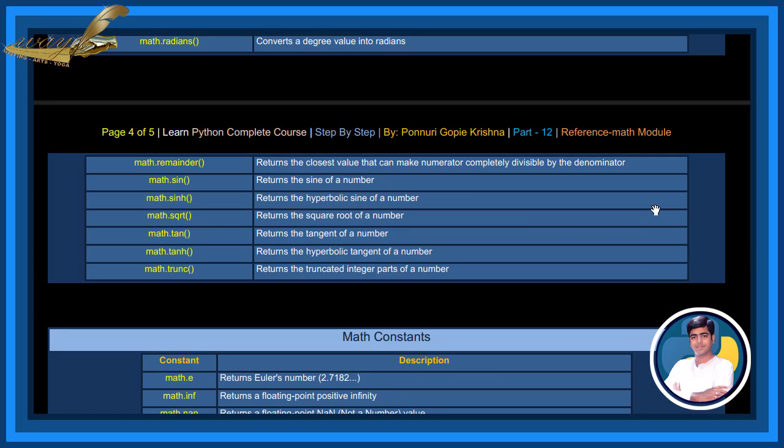The math.remainder method returns the closest value that can make the numerator completely divisible by the denominator. The math.sin method returns the sine of a number. The math.sinh method returns the hyperbolic sine of a number. The math.sqrt method returns the square root of a number.